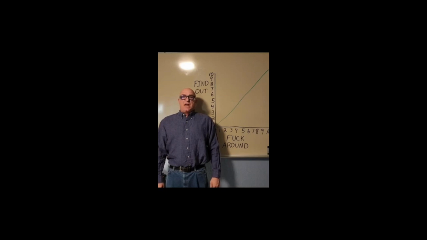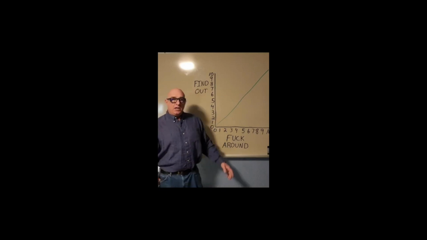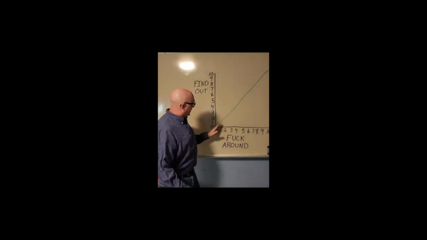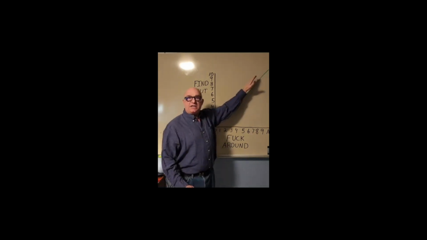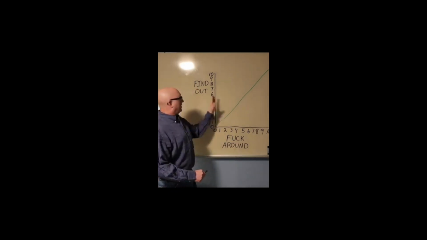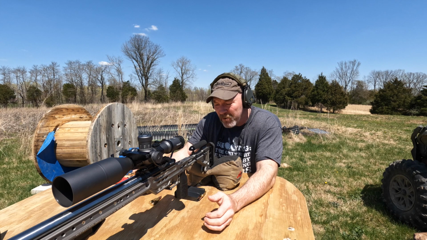All right, today we're going to cover another variation of the fuck around and find out graph. In previous lessons, we have referred to this gradient line as the constant, which represents a 1-to-1 ratio of fucking around to finding out. I guess I fucked around and found out.